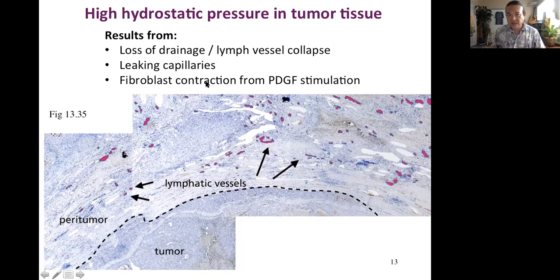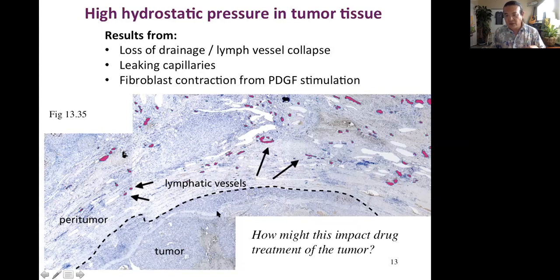This can also result in leaky capillaries. And a lot of PDGF signal being released by all these tissues being kind of squashed and torn apart. And so that actually creates a situation where you have lots of tissue building up out here. Right? So this high hydrostatic pressure then means that there's a tendency for water to be squeezing out of the tumor. So here's a question.